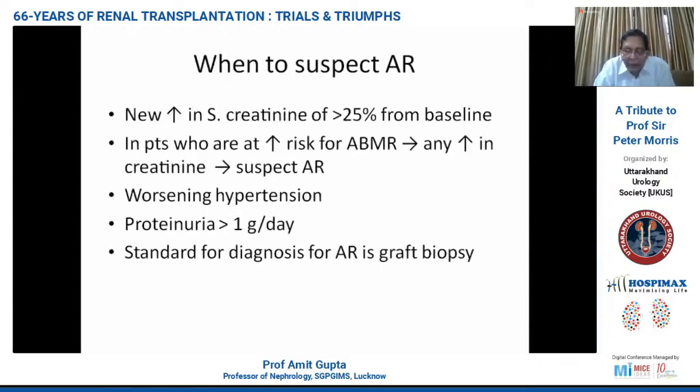When do we suspect acute rejection? If there's an increase of creatinine by more than 25% from the baseline, or in any patient who has an increased risk for developing ABMR, has an increase in creatinine, you should suspect acute rejection. If the patient turns out to have a worsening of his hypertension or the proteinuria is in excess of 1 gram per day, you should suspect acute rejection, and the gold standard for diagnosing acute rejection is, of course, doing a graft biopsy.